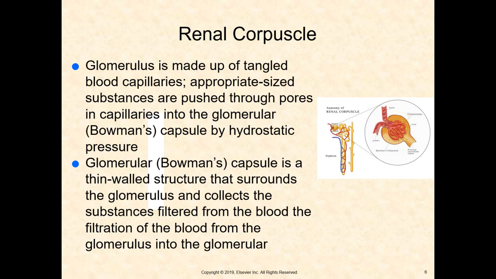The plasma will actually travel across that membrane into the Bowman's capsule. Now, cells and protein cannot make it through that. Those are things that we need to hang on to in our body. We don't want to pee out all of our cells and our protein, right? We want to keep that. So hydrostatic pressure puts the waste products and the water through, but it keeps the cells and protein from going through.